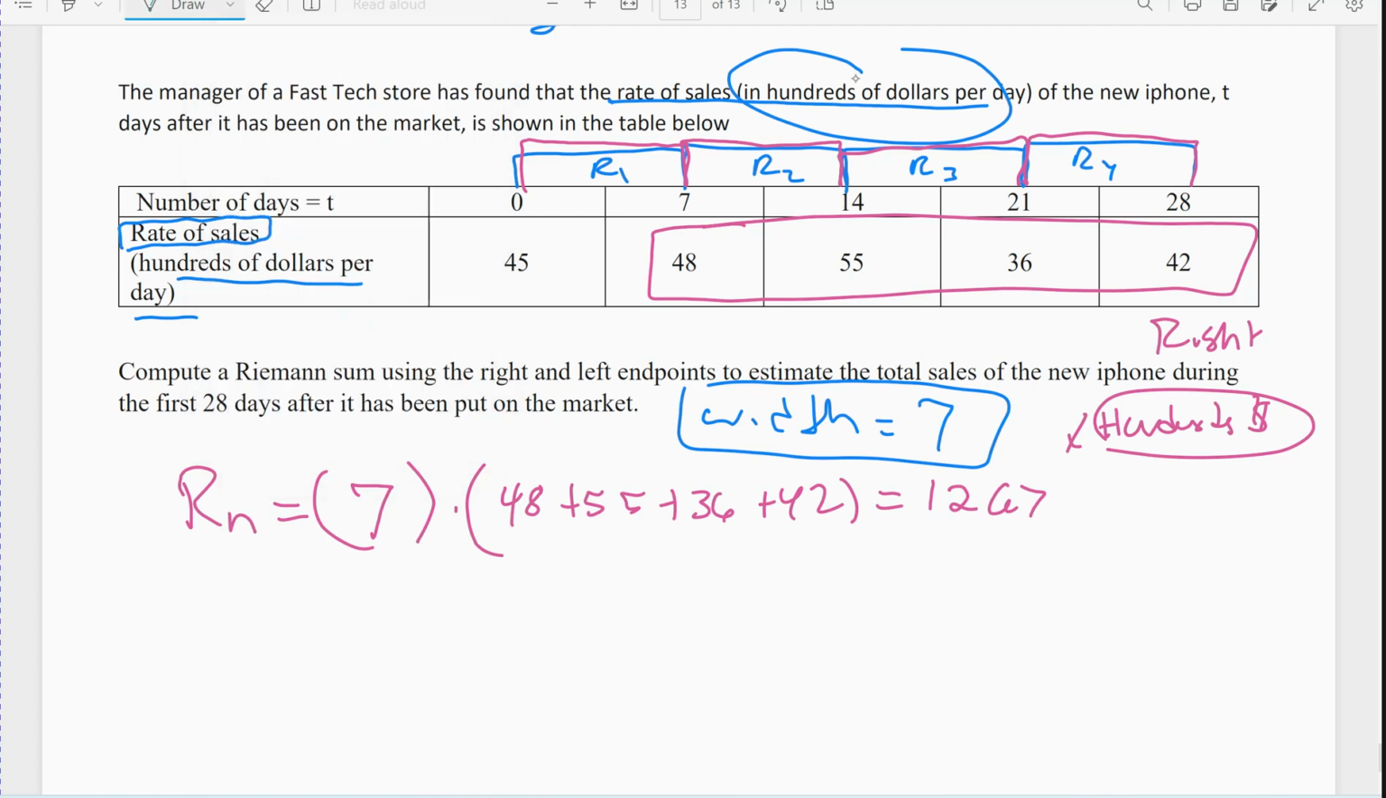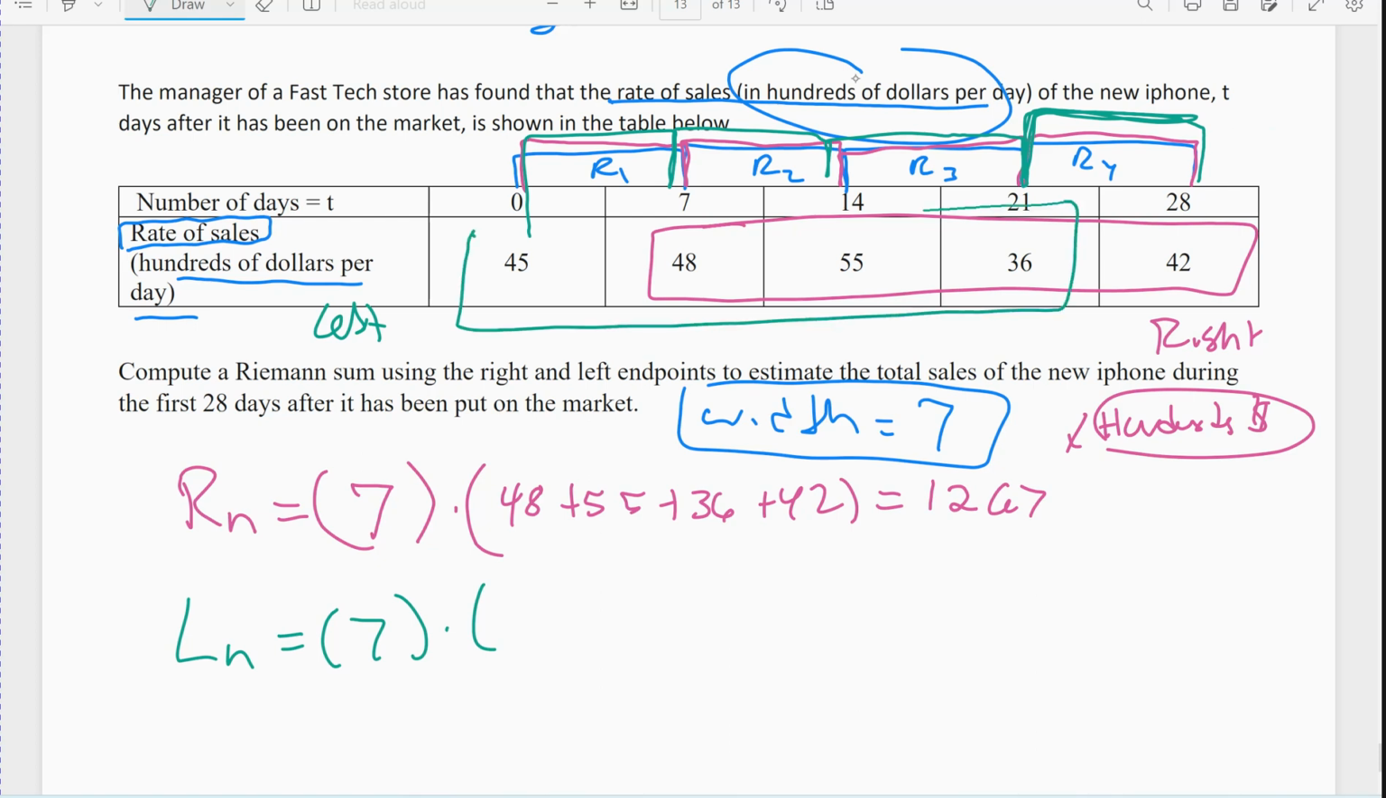All right, now the left side. So 7, I'm going to put it down here so I don't forget it. On the left side, we would start at 45. Draw the first rectangle, then 48, 55, and then we would stop at 21. 21 would be the last drawn rectangle because we don't go at 28, because that would make us another rectangle over. So we stop at the value 21, which is actually 36.